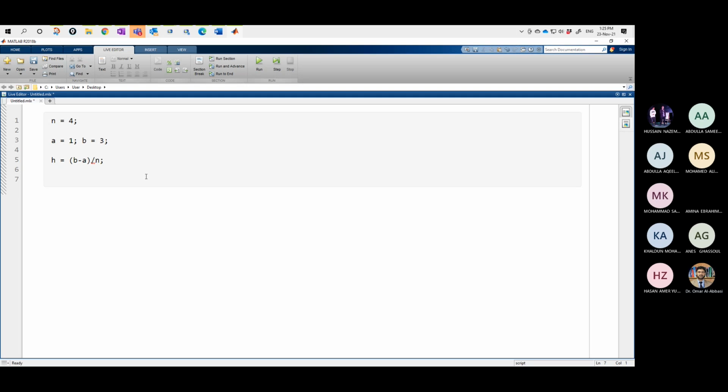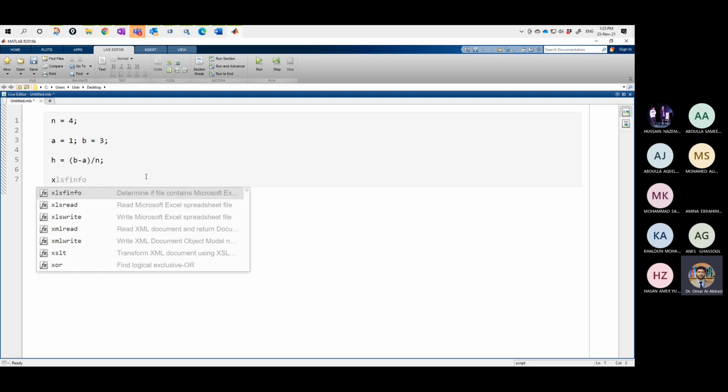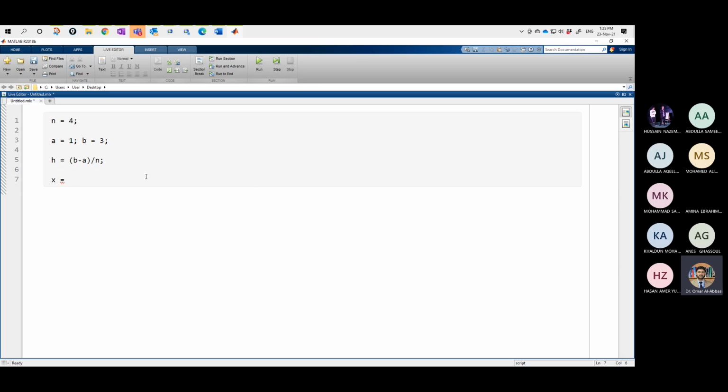Okay, then what about the function? Or what about X? X equals A, which is 1, with the increment of H all the way to B, which is 3. A with increment of H all the way to B, and we make it as a column vector.